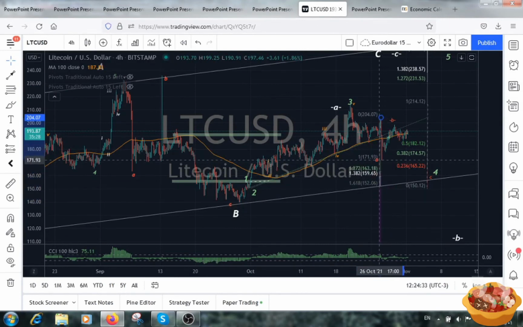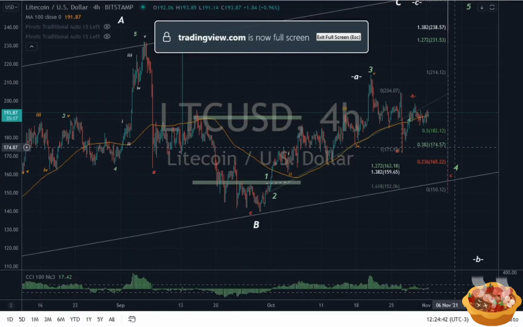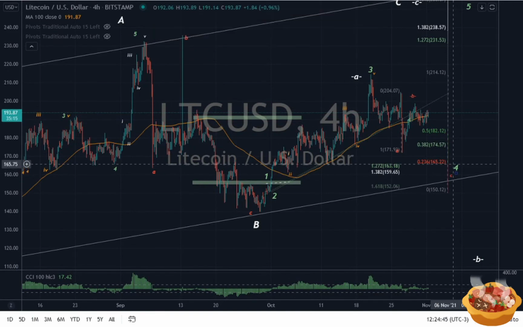Either you have two options. We're looking at 165 half size long. Okay, so it's just going to be 165 half size long here. You'd also be looking at 155 completion of your size. That would be probably the bottom of wave C.